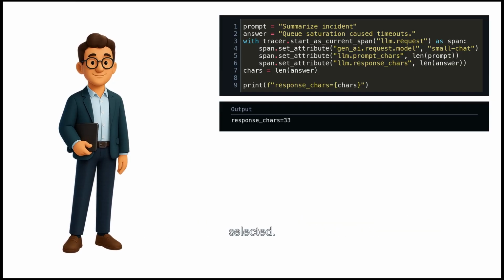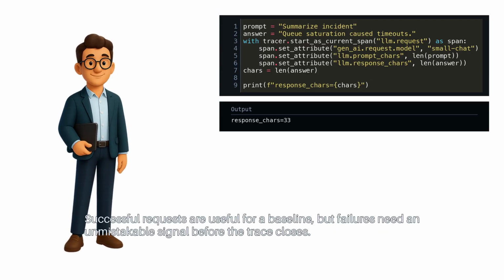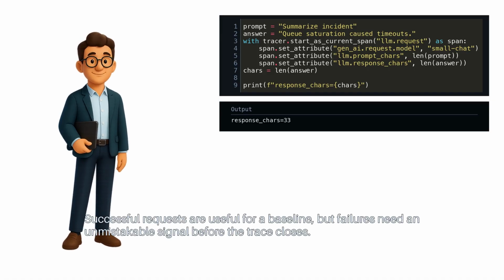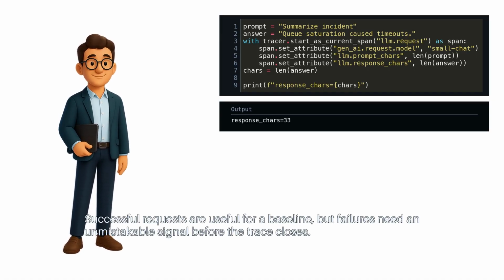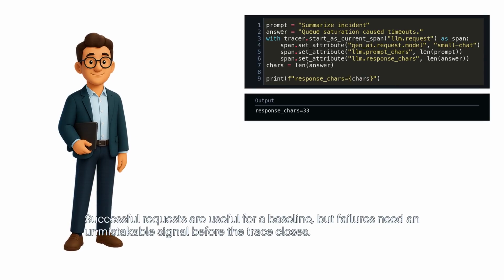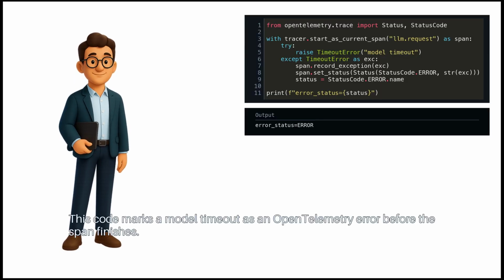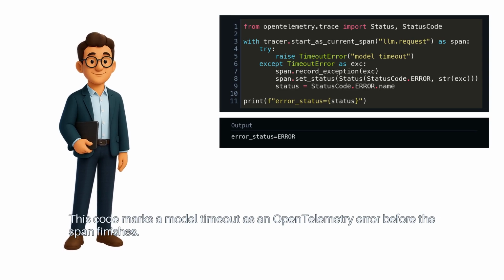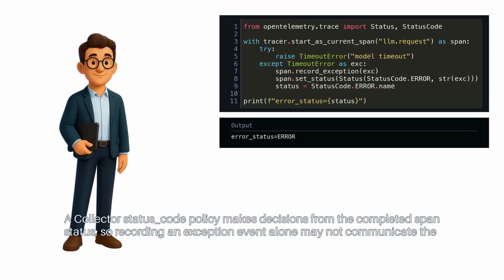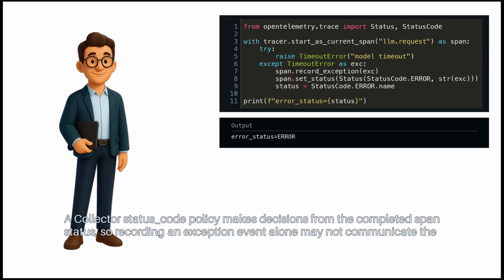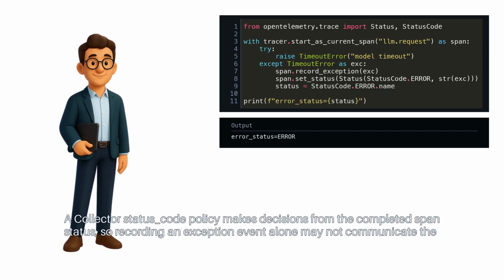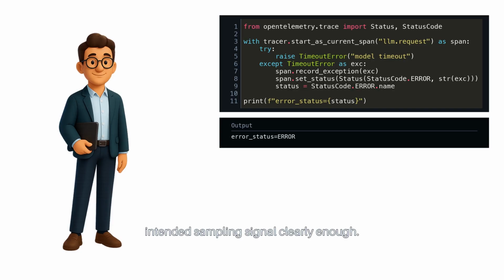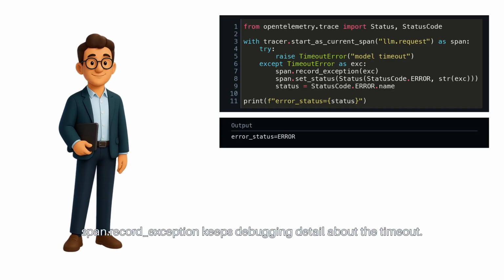routine trace is selected. Successful requests are useful for a baseline, but failures need an unmistakable signal before the trace closes. This code marks a model timeout as an OpenTelemetry error before the span finishes. A collector's status code policy makes decisions from the completed span status, so recording an exception event alone may not communicate the intended sampling signal clearly enough.